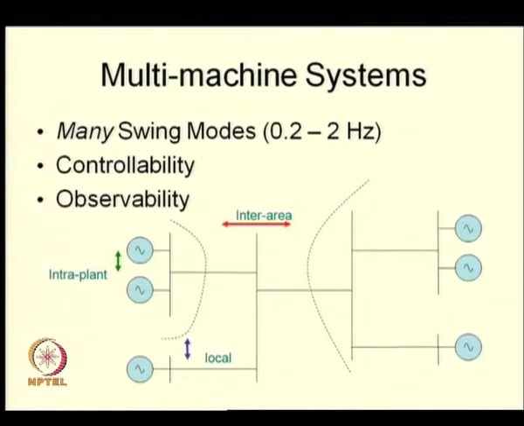The point here is that there are many swing modes. So, your design should ensure that you damp out all the swing modes. The second thing is your controllable element. Suppose you have got a controller element in this line here, suppose you have got a variable reactance device in this line.